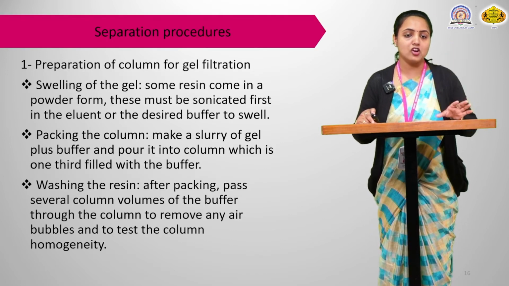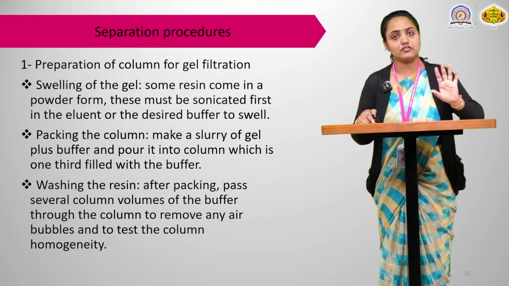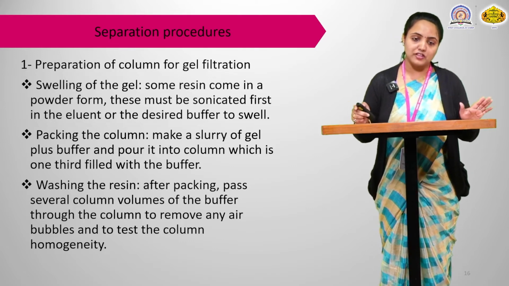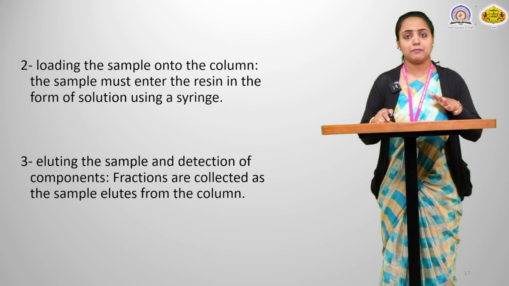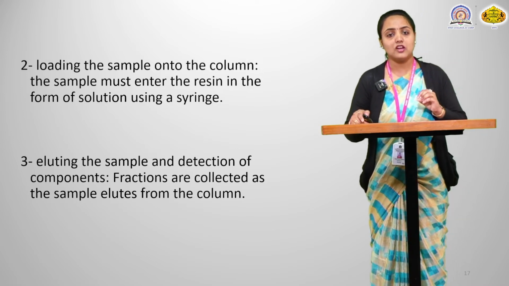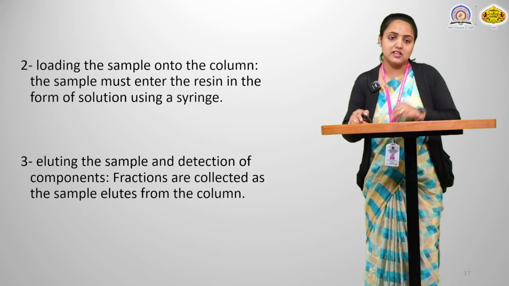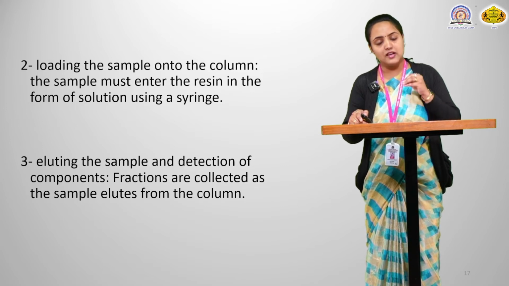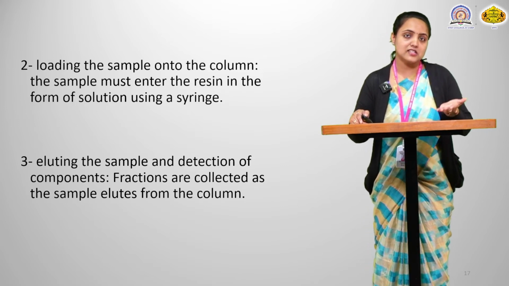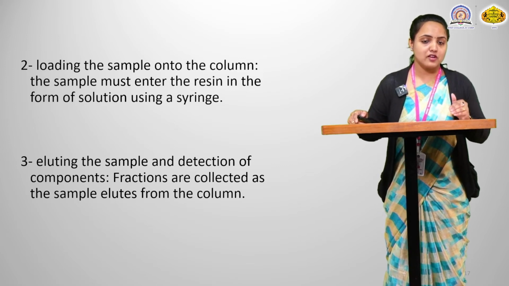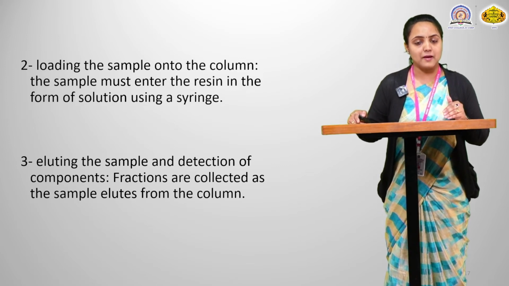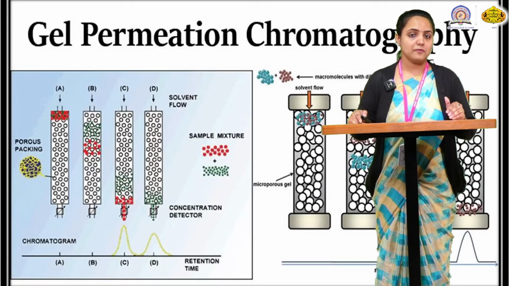Now we have prepared a column with swelling of the gel, packing of the column, and washing of the resin. Now we have to load the sample. While loading the sample on the column, the sample must enter the resin in the form of solution using a syringe. And last is the elution method. We have to elute the sample, and for detection of components, the fractions of the eluate are collected from the column.